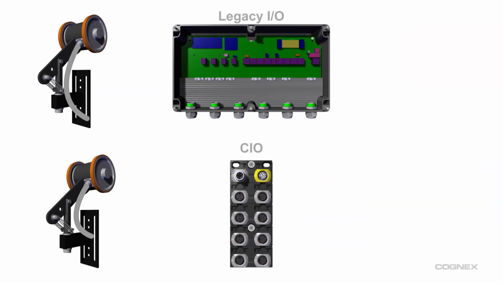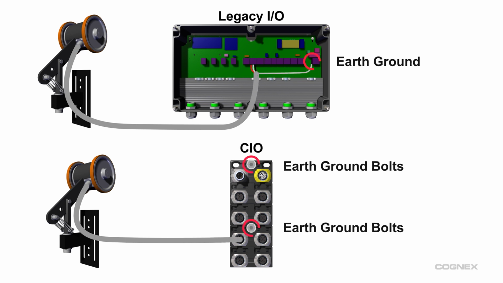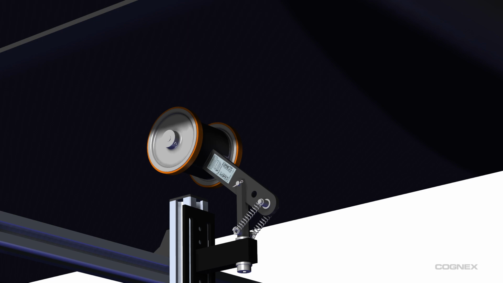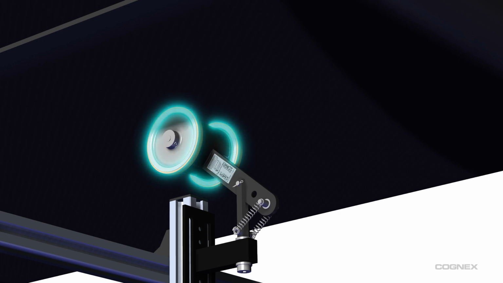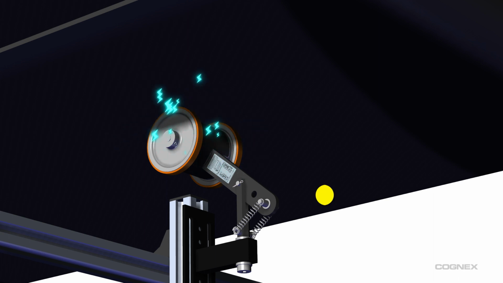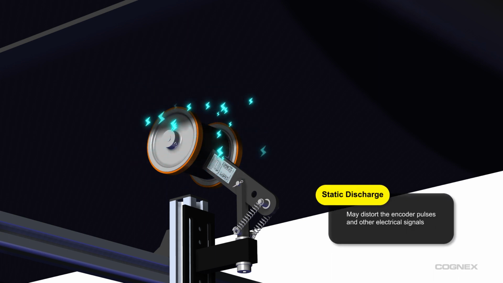It is a best practice to ground the encoder. Earth grounding is ideal. In some cases, an ungrounded encoder will build up a static charge from rubbing against the belt. As a result, static discharge may occur, possibly distorting the encoder pulses and other electrical signals.